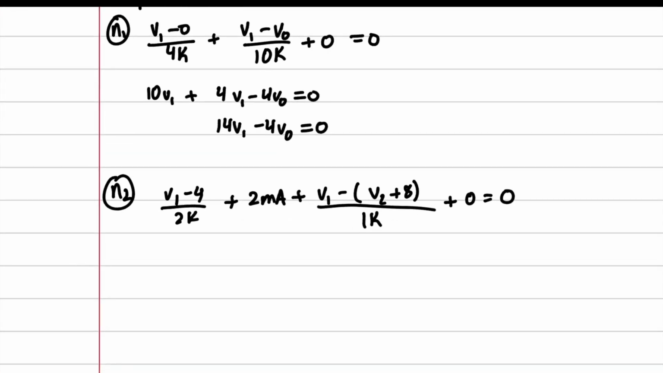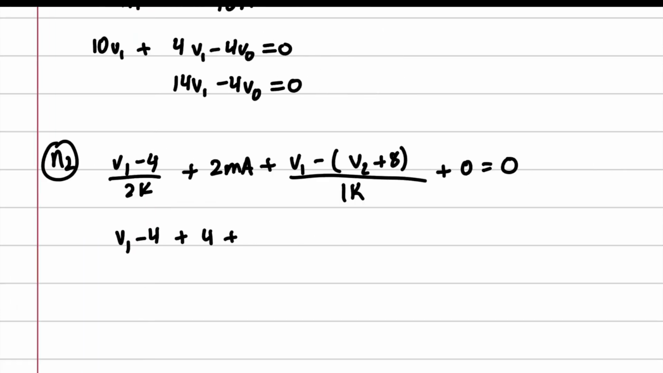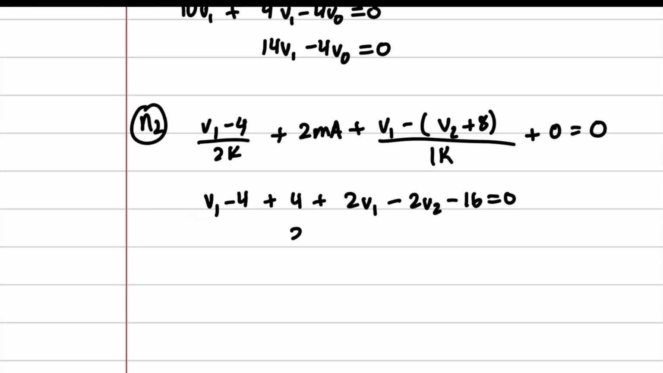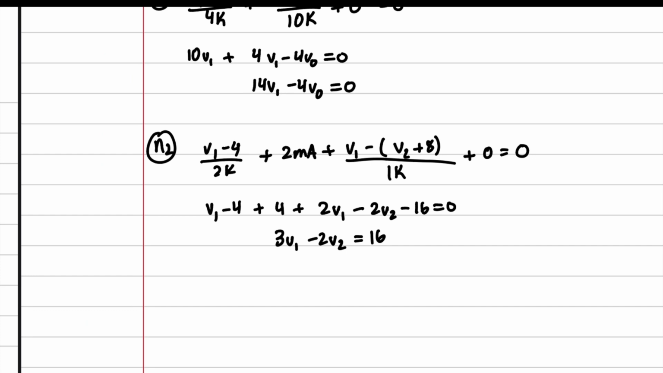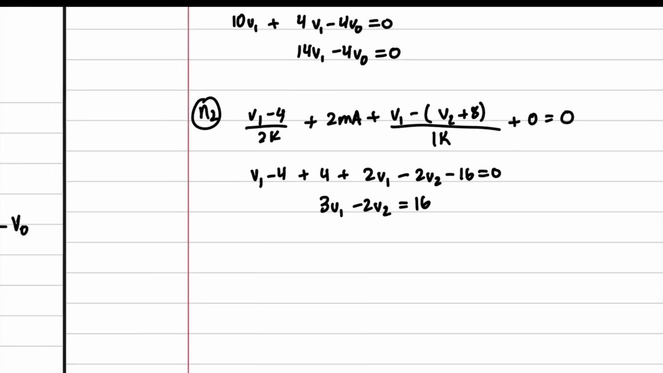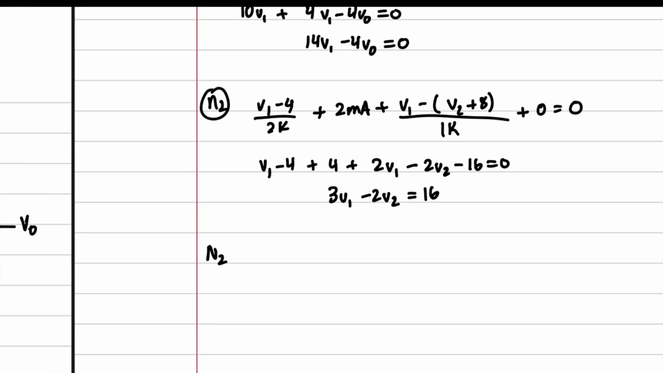I'm going to go ahead and solve this out, and we're going to be left with 3V1 minus 2V2 equals 16. And now we have to solve our supernode.